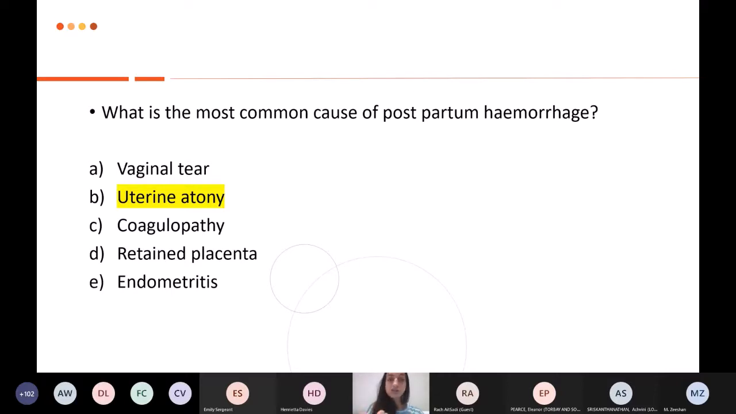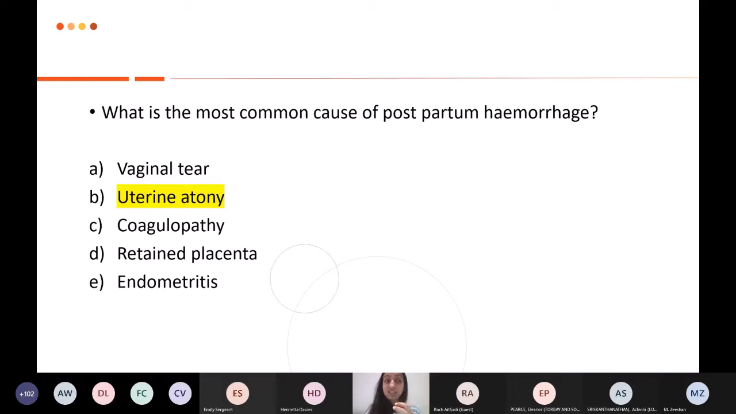So uterine atony is your most common cause, and then you would go for things like vaginal tears or coagulopathy, and retained placenta as well. And you would figure that out by basically doing your management. So if a woman is bleeding, the first thing you would do is press down on the uterus to give some uterine pressure to help contract the uterus. And then you would start giving some uterotonic agents to help, again, clamp down the uterus.